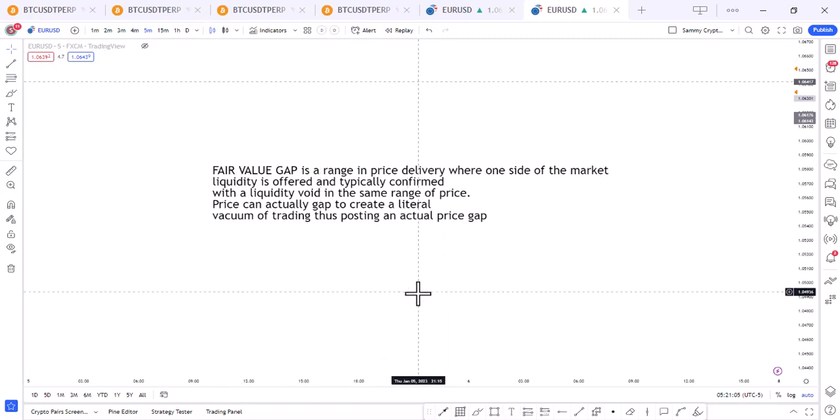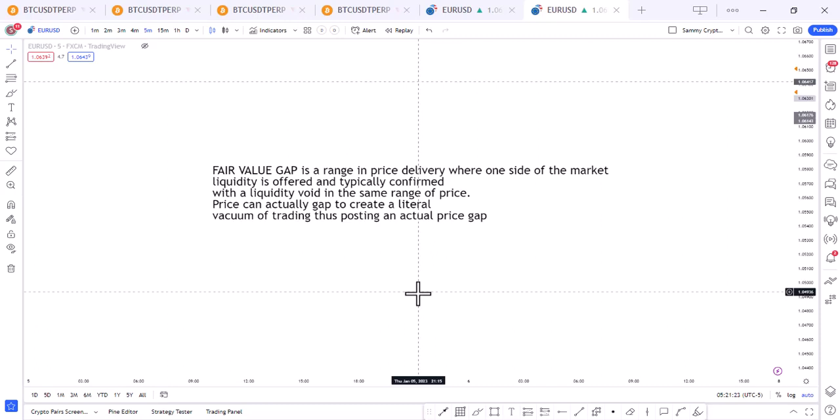Okay, so today we're going to be talking more about fair value gap and weak zones. I've gotten lots of questions based on this. I don't know if they are newbies, but some people were asking me about fair value gap. What is fair value gap? How can they identify fair value gap?